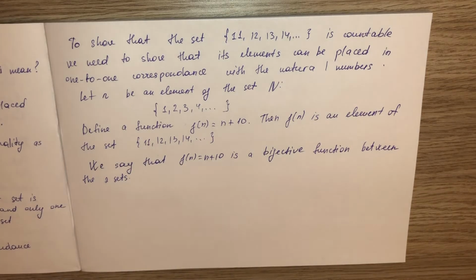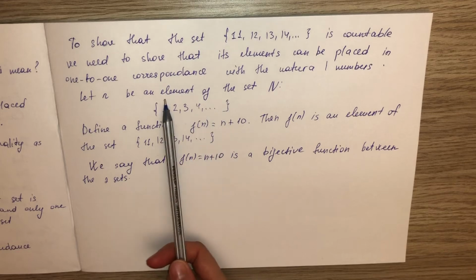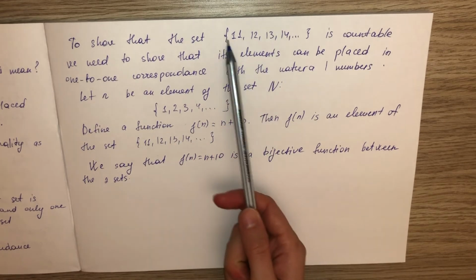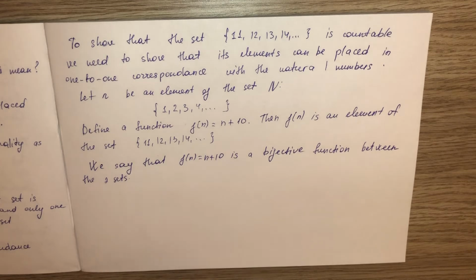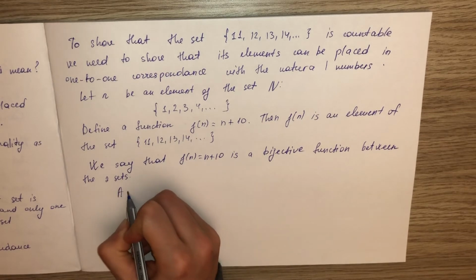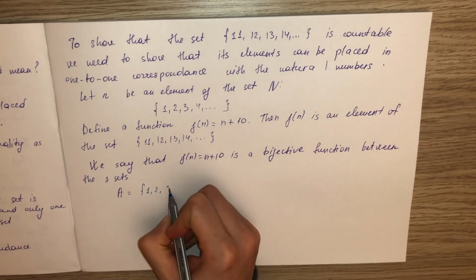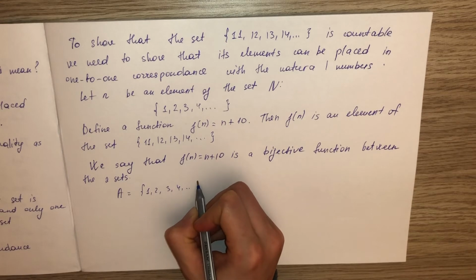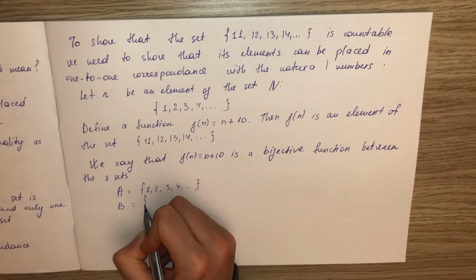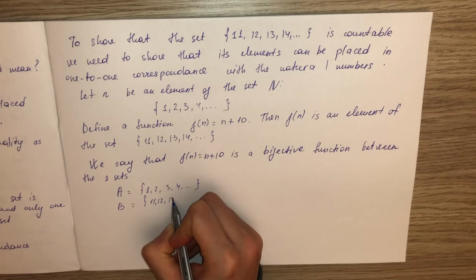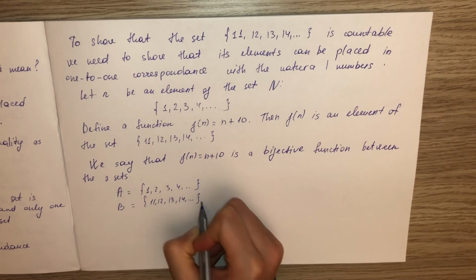So it's obvious that if we have a bijective function between our natural number set and our given set, then we can say that these two sets are countable. Our first set is 1, 2, 3, 4, and so on. Our second set is 11, 12, 13, 14, and so on.